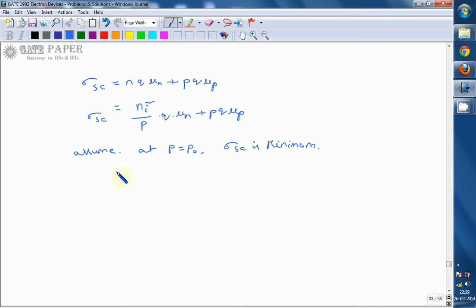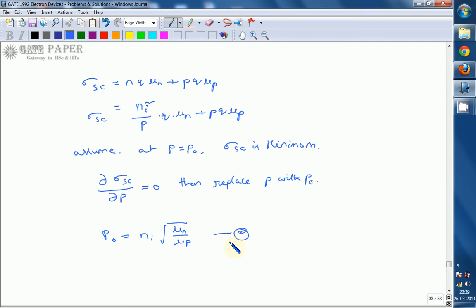So this P naught value can be calculated by setting the derivative, delta dou by dou P of the semiconductor conductivity, equal to 0, and then replacing P with P naught. From that, after simplification as we have done previously, we get P naught is equal to Ni times the square root of mu n by mu p. So this is the second equation.